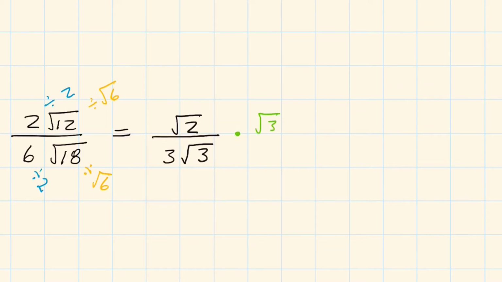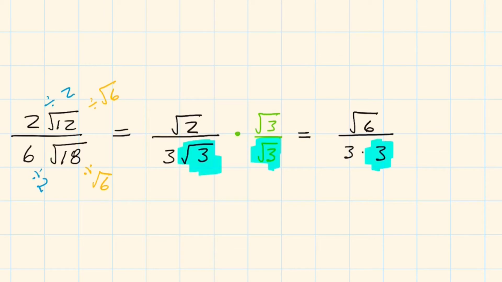So I'm going to multiply top and bottom by root 3. So just the root. I don't multiply by 3 root 3, just by root 3. So root 2 times root 3 is root 6. 3 root 3 times root 3, well, that's 3 times root 3 times root 3, which is just 3. So I end up with root 6 over 9. And this is the answer.